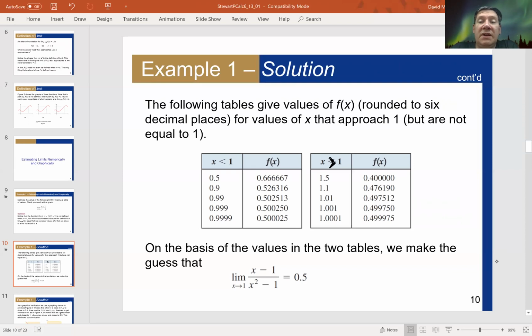So this is, again, one of the ways that you're going to be asked to do things here: do this numerically, come up with a table of values, and approximate what that limit is based on what you see from your calculations.